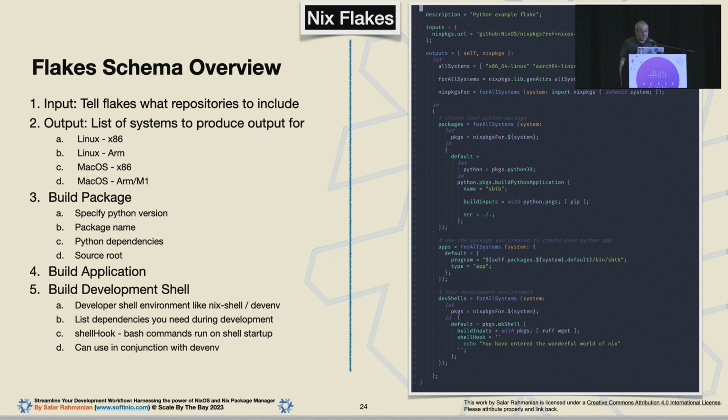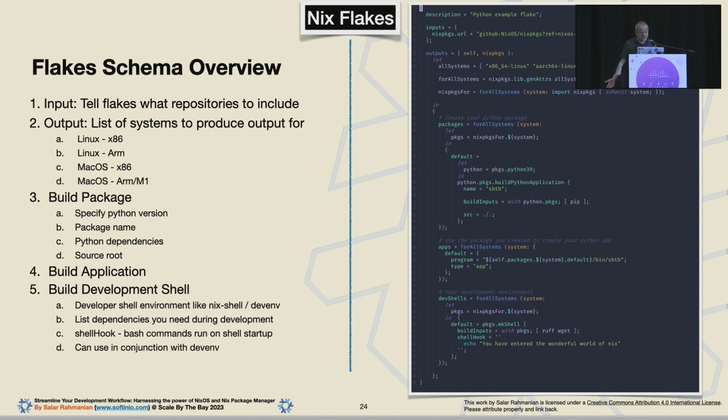You have outputs. These are a list of systems you want to be able to build, deploy, and run your application on. Looking at the all systems array, we are listing all the systems we want to build, deploy, and run on, which does include both the ARM and Intel variations for Linux and macOS. Looking at the packages part, you define how your project is built.